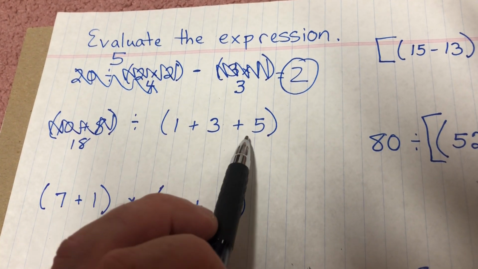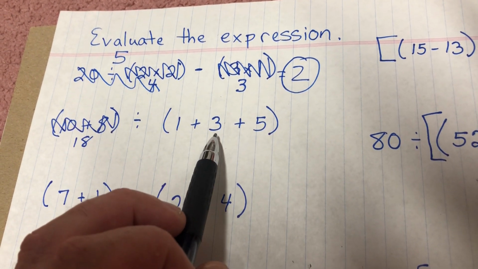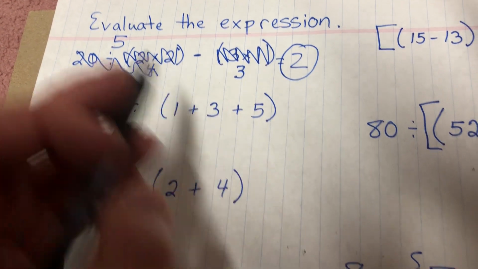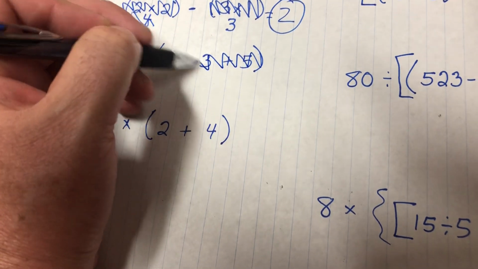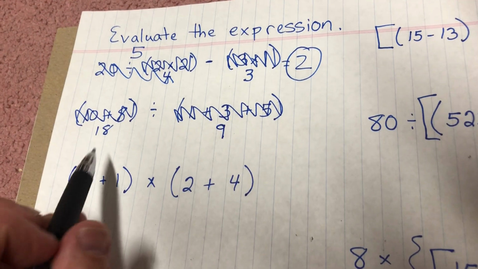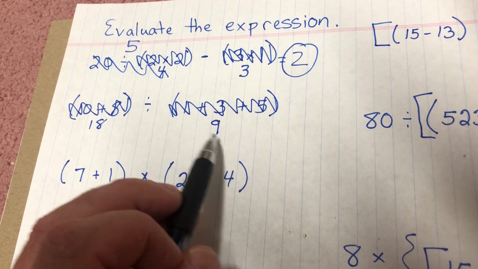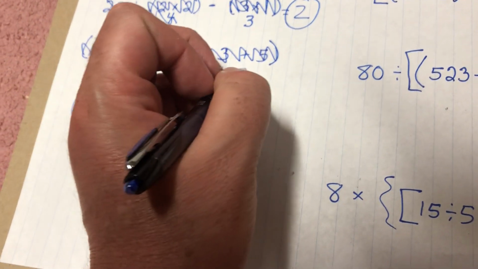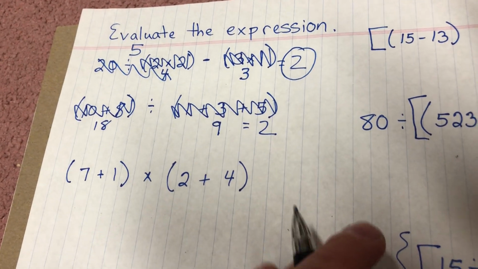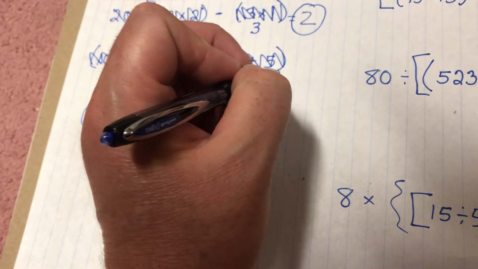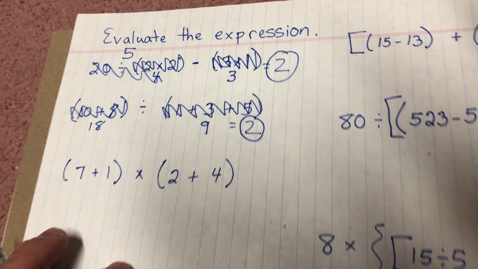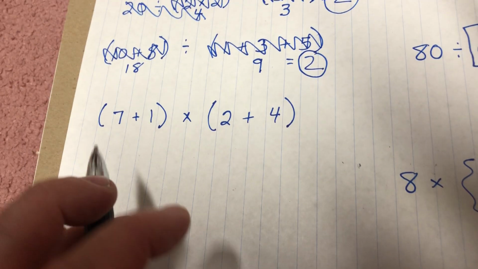Here I have a set of parentheses. 1 plus 3 plus 5. Well, 1 plus 3 is 4. 4 plus 5 is 9. So I clear this parentheses out, and it becomes 9. That leaves me with 18 divided by 9. Well, 18 divided by 9 equals 2. So once again, and that was not done purposely, but that's the way it worked out, our final answer is 2.